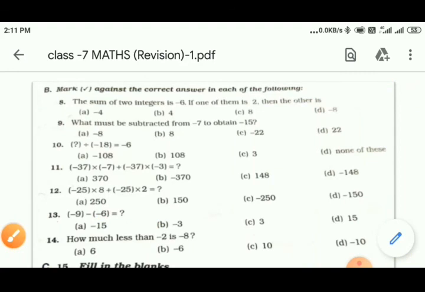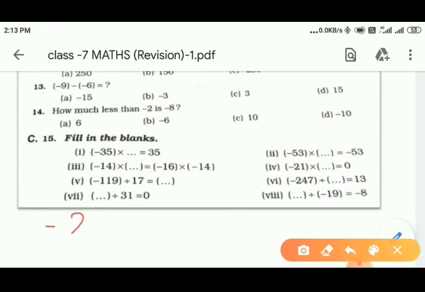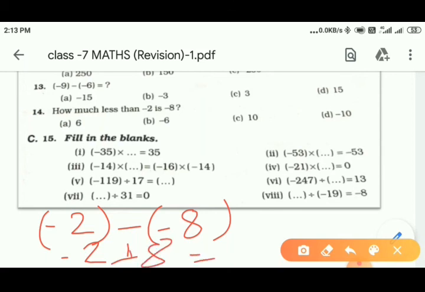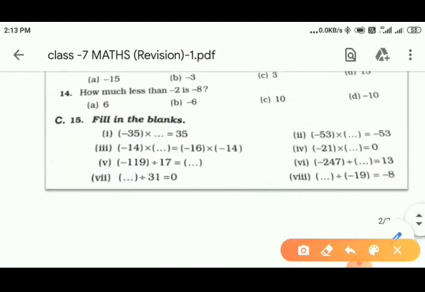Now the next one is, how much less than minus 2 is minus 8? We also, children, minus 2 minus minus plus 8, like I had told you to solve, because you want to find the less than, so you need to subtract. So minus 2 में से आप less कर दो minus 8 को. That is the simple way. Minus minus plus 8, so it will give us the positive 6. Okay. So the option A is correct.